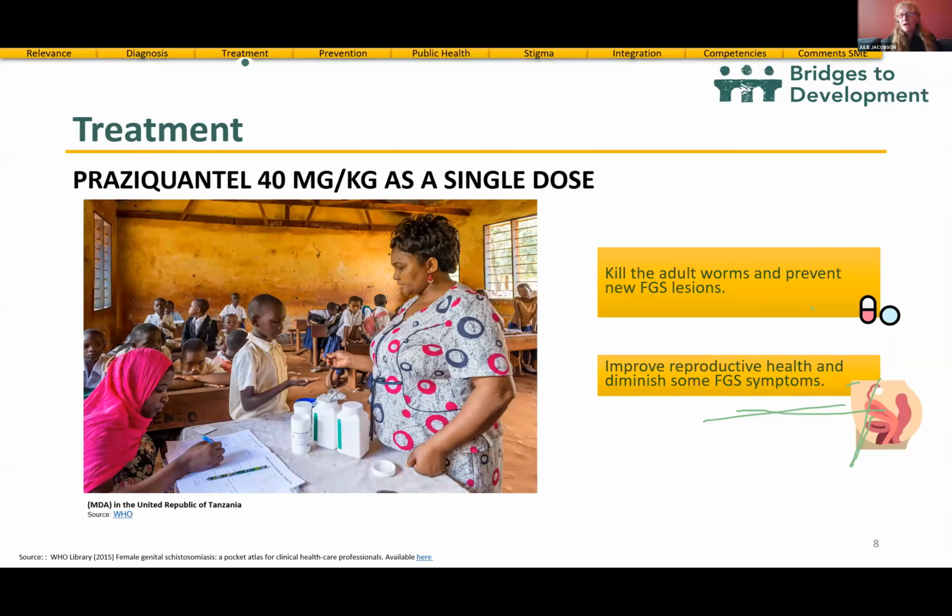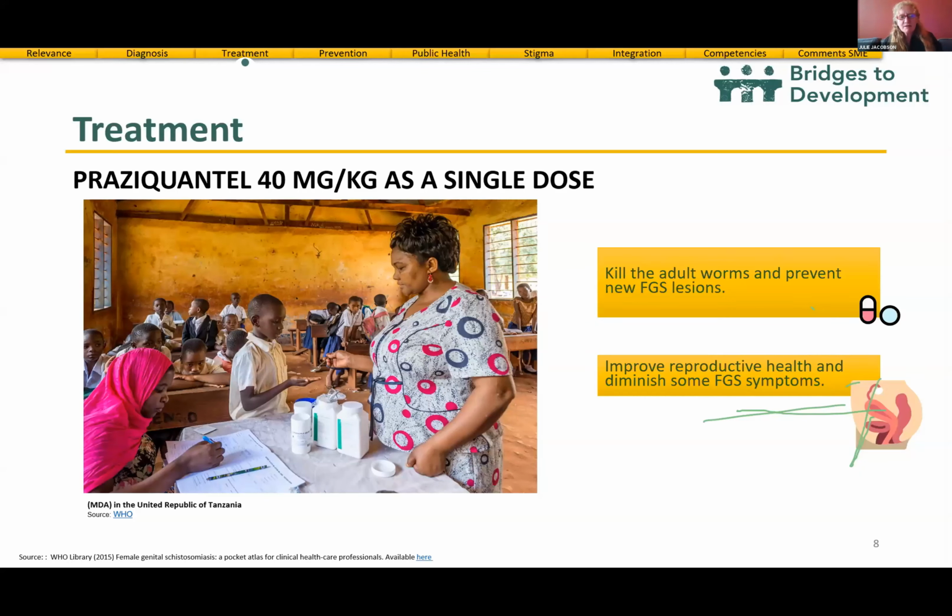So what do we do? How do we treat this? What is the response to this? We use praziquantel, the drug of choice for this. It's 40 milligrams per kilogram as a single dose. And this kills the adult worms and prevents new lesions of FGS coming. It can improve the symptoms, but to have the best outcomes, people need to be treated early.